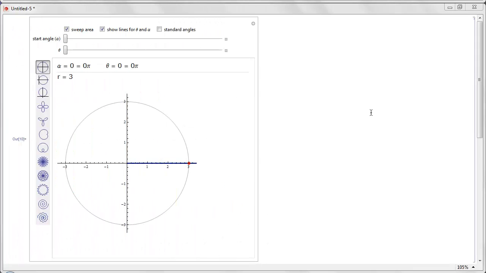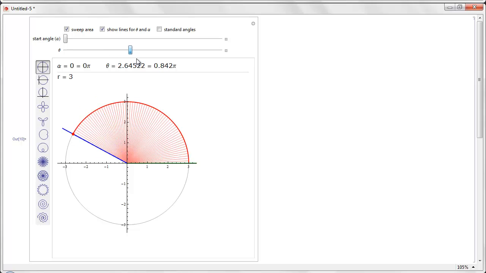I built this Manipulate to help visualize sweeping out area in polar coordinates. This is actually published on the Demonstrations site as well. So if we have just a simple circle, r equals 3, for example, in polar coordinates, if we sweep out the area, it just goes around as theta increases. And this is pretty clear when you have a circle centered at the origin.